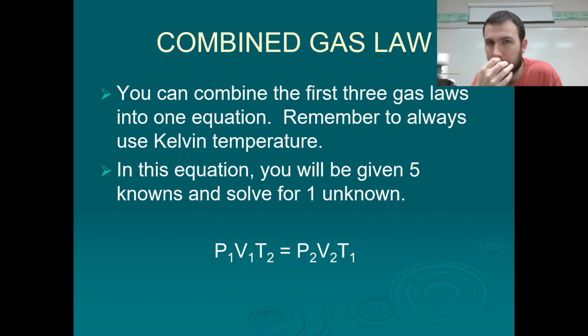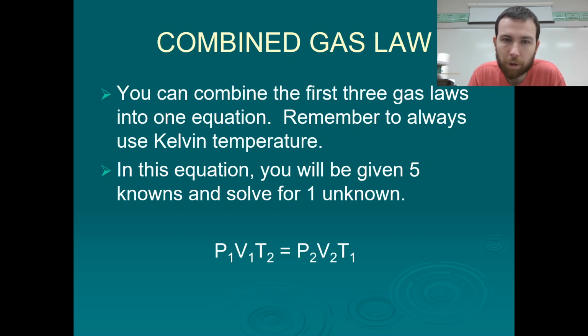And then our last equation we're going to look at is the combined gas law. So you can combine each of those three gas laws that we just looked at. You've got Boyle's law, Charles' law, Gay-Lussac's law, and you can combine those into one equation. Now again, remember you've got to use Kelvin temperature. And so in this particular case, if you're having to use combined gas law, you're going to be given 5 knowns and you're asked to solve for 1 unknown. And the relationship without any of the division in there is P1 V1 T2 equals P2 V2 T1.